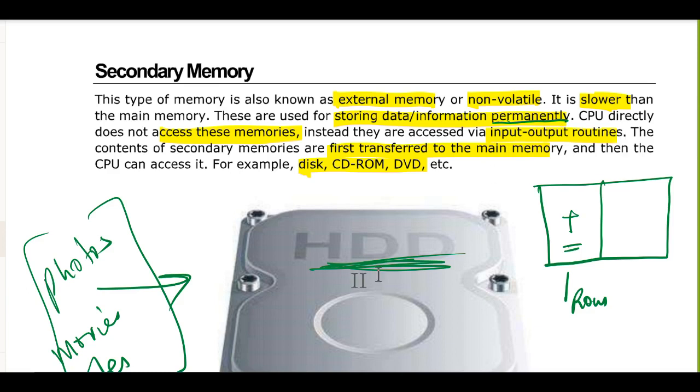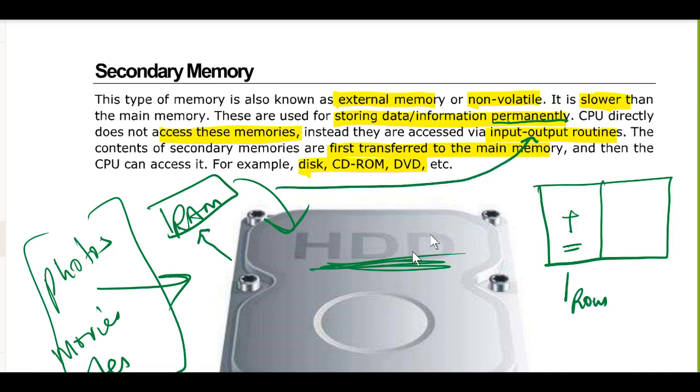These are the routines that fetch the data from the hard disk and put it in RAM. You fetch data from the hard disk, put it in RAM, then the computer operates with it. Once it has finished, it puts it back into the hard disk. The tasks that do this are what we refer to as input-output routines. The contents of secondary memory are first transferred to the main memory, and then the CPU accesses that. Examples of secondary memory are the hard disk, like the one I'm showing you now, CD-ROM, DVDs, flash disks, etc.